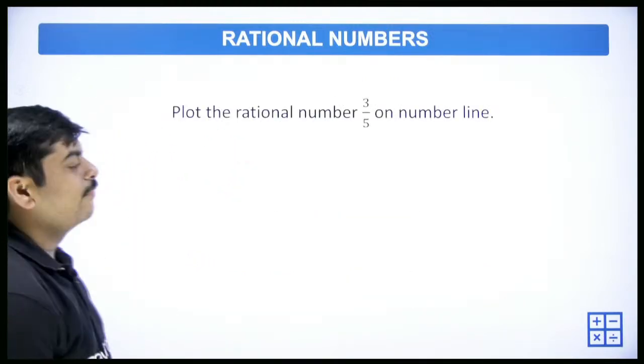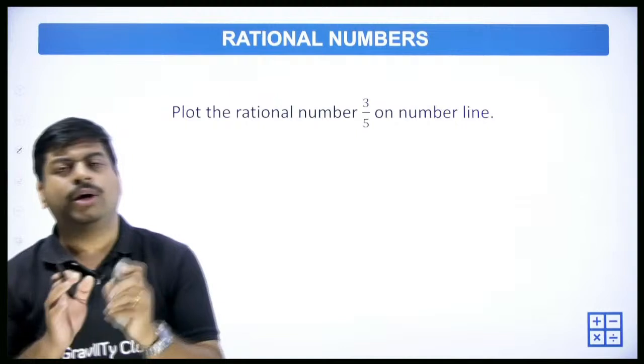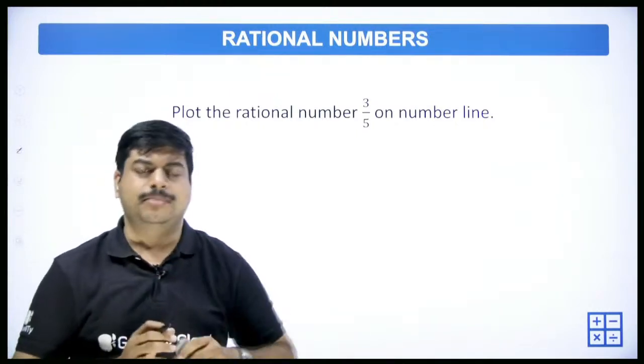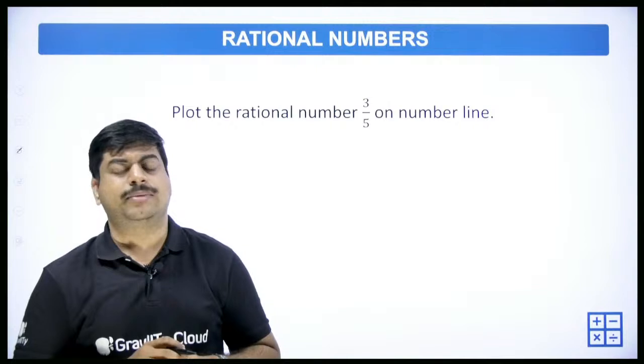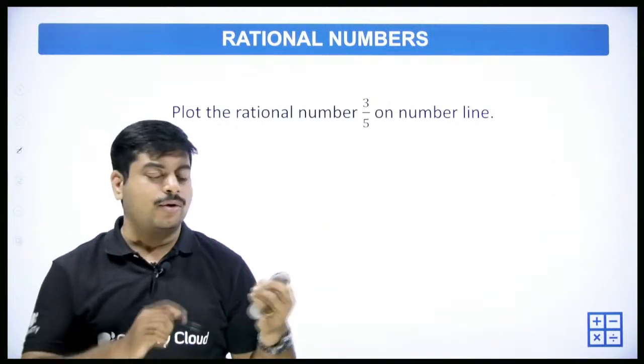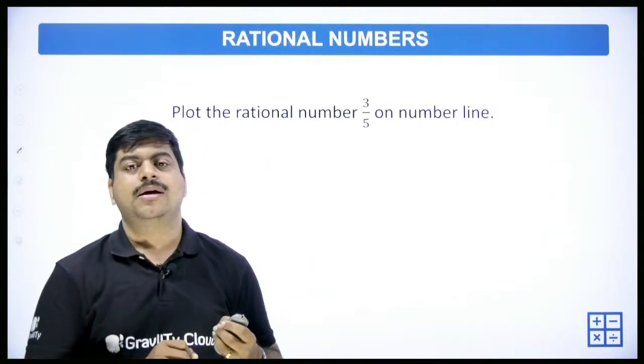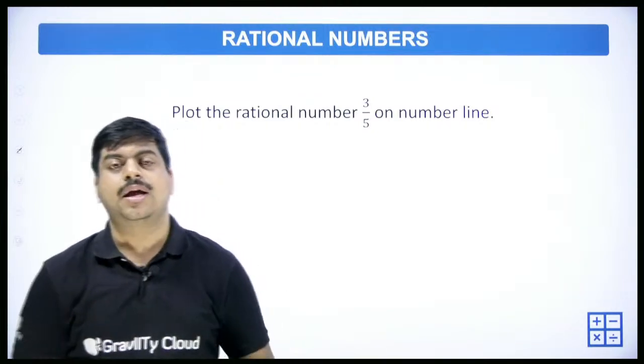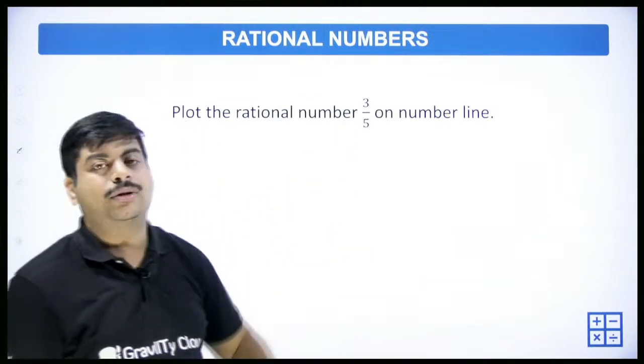Plot the rational number 3 by 5 on a number line. Till the lower classes we learned what rational numbers are, what a number line is, how to represent numbers on a number line, how to represent natural numbers, whole numbers, and integers. Now let's discuss 3 by 5.